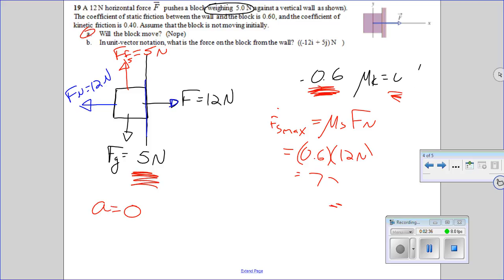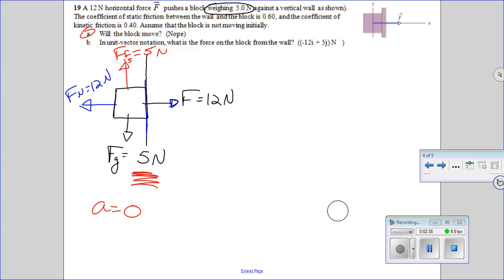All right, now B, this is super sneaky. I remember solving this problem and I kind of had to think a little bit about part B. All right, so B says in unit vector notation, what's the force on the block from the wall? So the idea here is the normal force is definitely a force provided by the wall, right? But so is the static friction, right? That static friction is friction between the block and the wall. So it's the wall's friction, I guess, preventing the downward motion, okay?